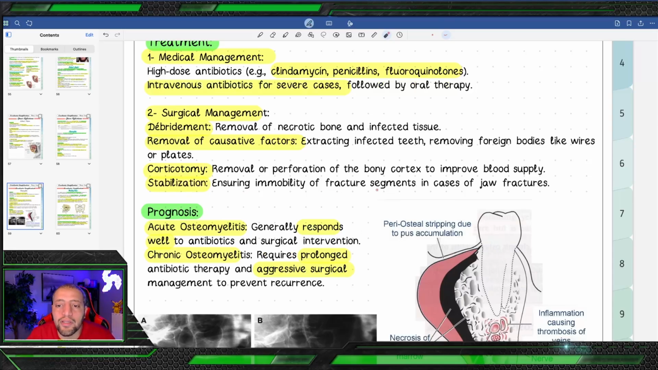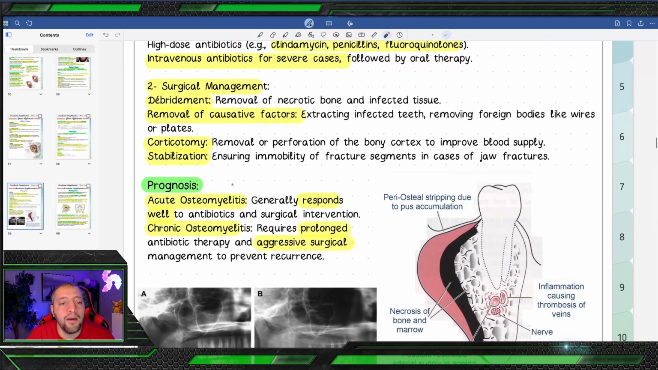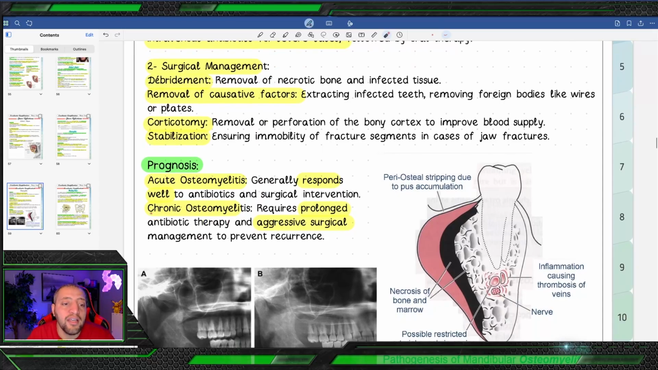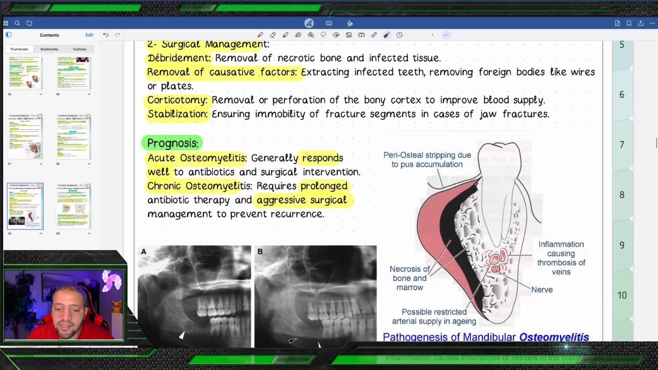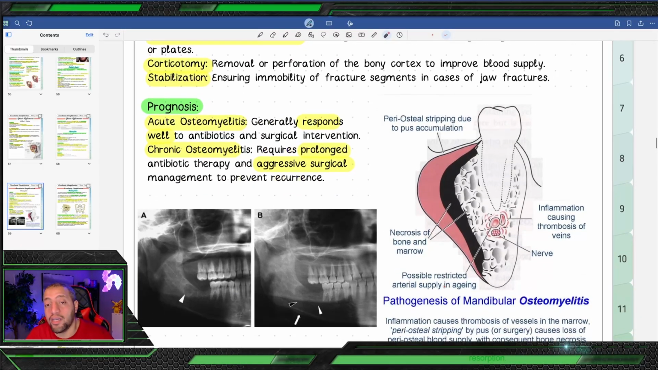Stabilization: ensuring immobility of the fracture segment in case of a jaw fracture, and this will be discussed in depth in the next chapter. Prognosis: acute osteomyelitis, although it's rapid and painful, generally responds well to antibiotics and surgical intervention. Sadly, chronic osteomyelitis may require prolonged antibiotics and aggressive surgical management to prevent recurrence. So this is osteomyelitis, and this is how it appears.